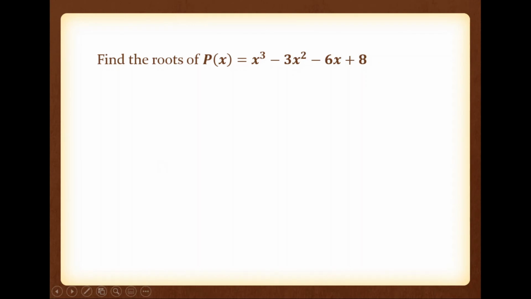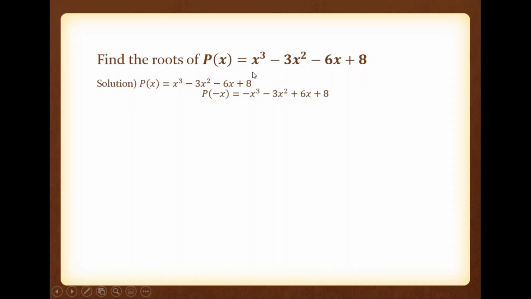Find the roots of p of x is equal to x cube minus 3x square minus 6x plus 8. So this one is a third degree polynomial. So how to do that? Take p of x is equal to x cube minus 3x square minus 6x plus 8. Now what do we have to do? Find p of minus x. So how to do that? Replace x with minus x.